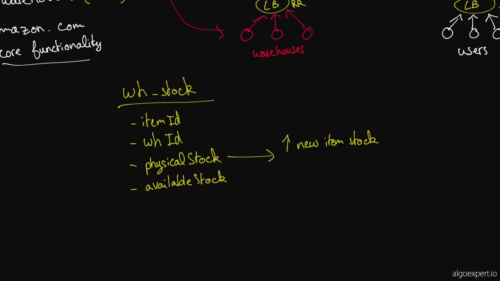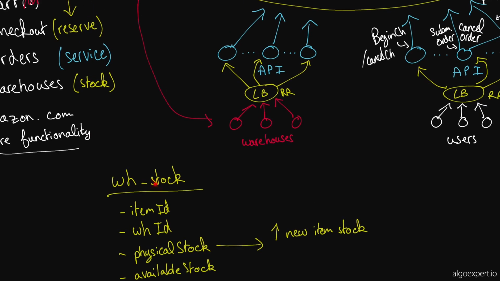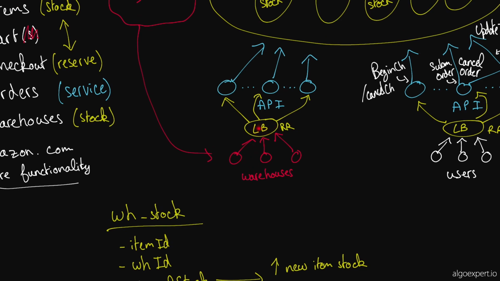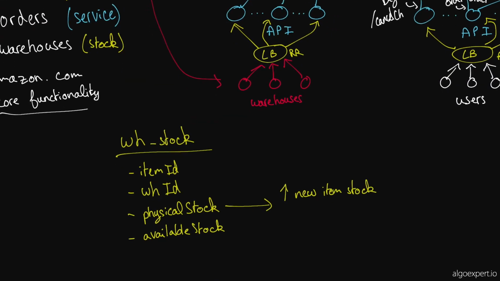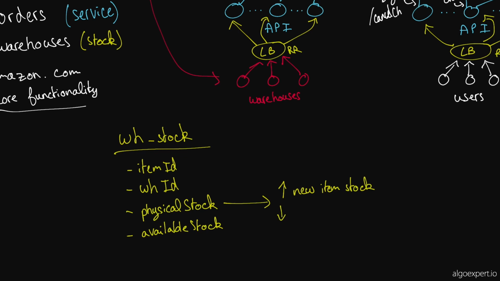And so these warehouses add physical stock to this table. This is where their requests go to the load balancer, API servers, and this goes to the warehouse stock table. And then it'll go down either when an item gets thrown out for whatever reason, like imagine an item is defective in a warehouse and they throw it out, or an item gets shipped. If an item is shipped, that is when the warehouse physically no longer has that item, and they reduce or decrease the physical stock.